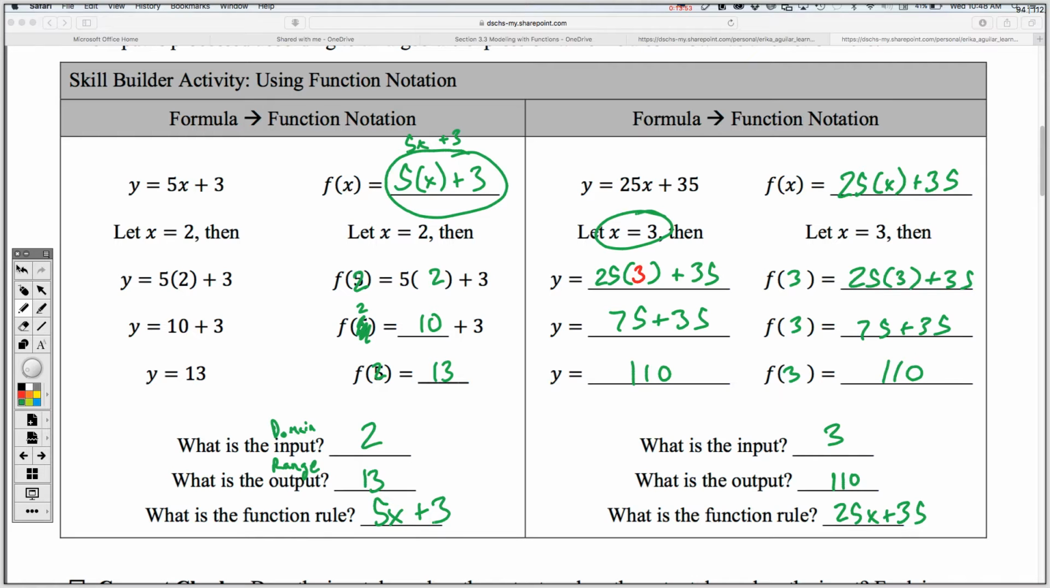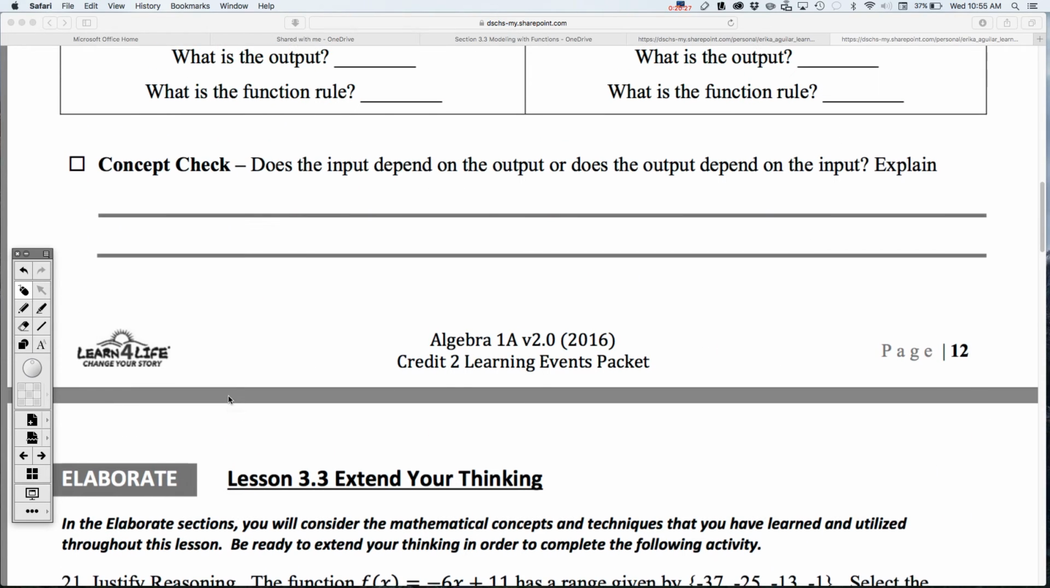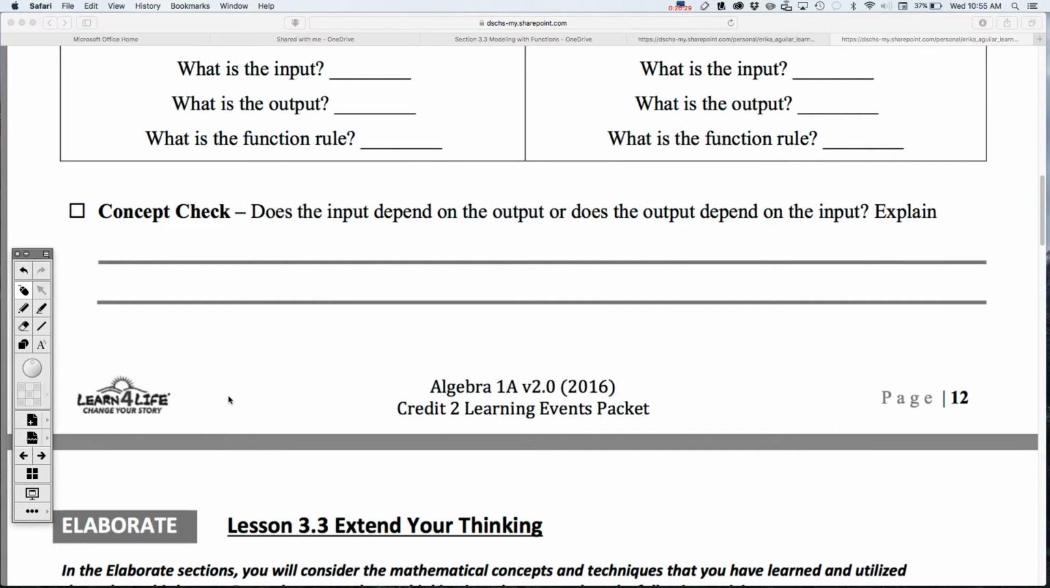All right, let's go on to the next one. Concept check. Does the input depend on the output, or does the output depend on the input? This one is almost like a chicken versus an egg argument. What came first, the chicken or the egg? Because if I give you a range, you're going to say that the range gave you the domain. If I give you a domain, you're going to tell me the domain gave you the range. So it really depends on what I give you, right?